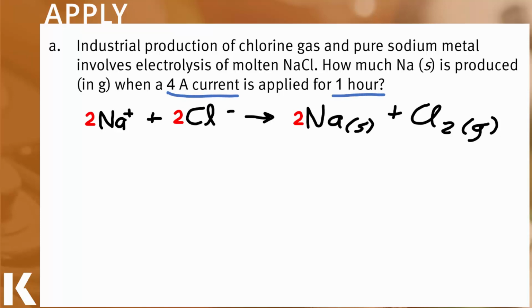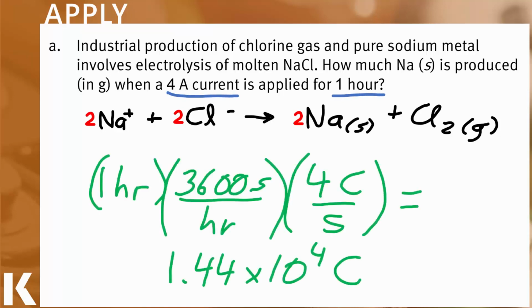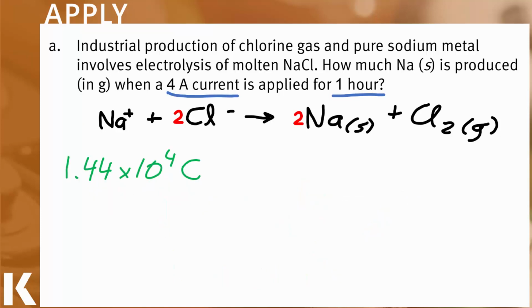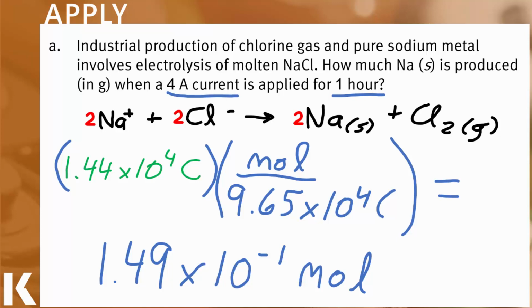We have a 4 amp current applied for 1 hour, and 1 hour, of course, is 3,600 seconds. So if we do that conversion, we see that this amount of current over that time is 1.44 times 10 to the 4th coulombs. Okay, so we'll take that number of coulombs, 1.44 times 10 to the 4th, and now we'll use Faraday's constant to figure out how many moles of electrons that is. Remember, Faraday's constant is 96,500 and change coulombs per mole of electrons.